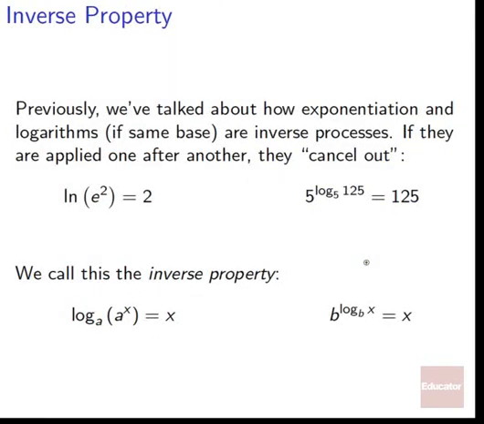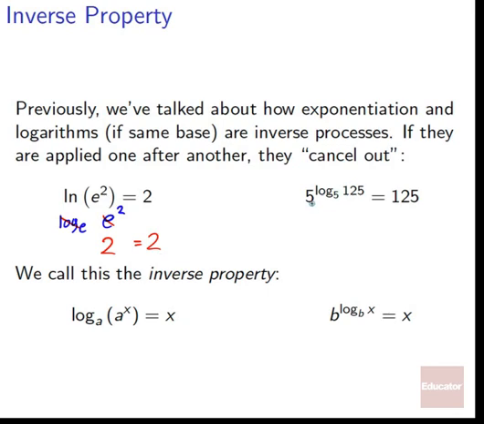The inverse property. Previously, we've talked about exponentiation and logarithms. If they have the same base, they are inverse processes. If they are applied one after another, they cancel each other out. So if we have natural log of e squared, well, since natural log is just the same thing as log base e, and it's operating on something that's base e to the 2, then the log base e here and the e cancel out, and we're left with just 2, so sure enough, 2 equals 2. That's the idea of what's going on there.